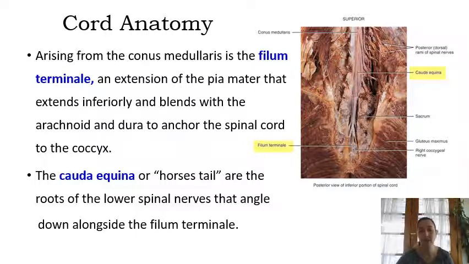All right. Also past that, we have a structure called the cauda equina. Cauda equina just means horse's tail in Latin. So this is a whole array of spinal nerves that are branching off of the end of the spinal cord.